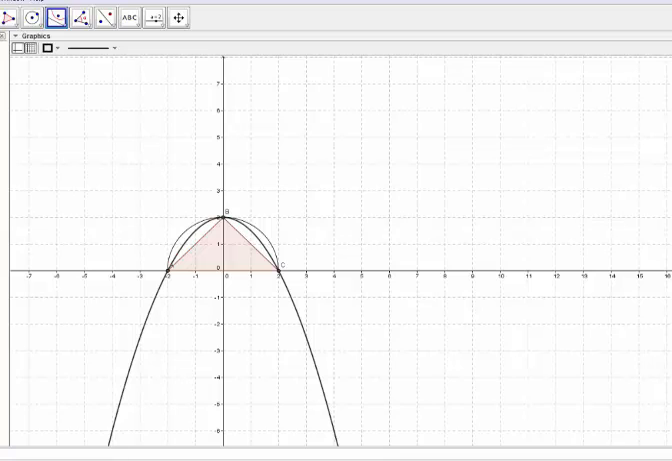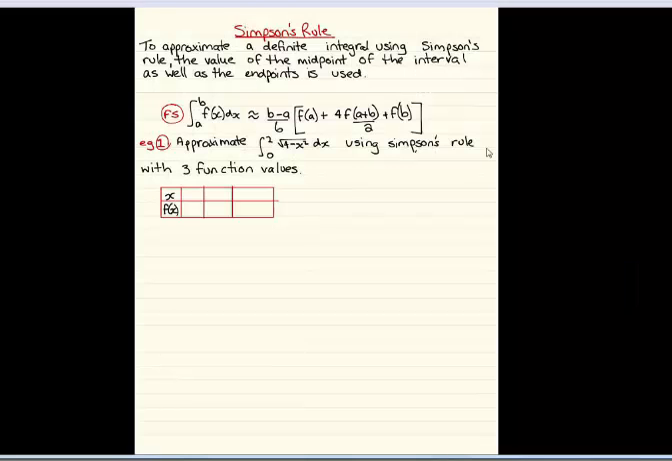Alright, so what does this mean? Well, what it means is that we have a new rule. It's not a trapezoidal rule anymore. This one is called Simpson's rule. So to approximate a definite integral using Simpson's rule, we need the midpoint, because a parabola that passes through 2 points, that's not enough information. There are many parabolas that could pass through those 2 points. We need a third point. So we use the midpoint, and that determines the 3 function values that we need. Okay, so one parabola, 3 function values.